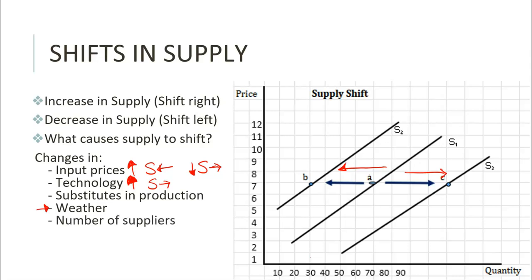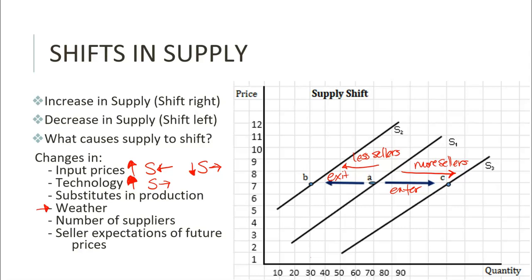The number of suppliers also matters. As people enter and exit the market, it's going to shift that supply curve to the right or left. If we have more suppliers, more people entering the market, it's going to shift to the right. So we've got more sellers. And if we have people exiting the market, we're going to have fewer sellers, right? Fewer suppliers. That's going to be a shift to the left. So exit and enter. And we're going to get more into that in our cost curves chapter.